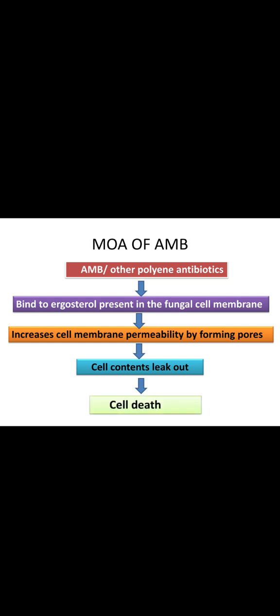Okay, coming to amphotericin B in detail, which is a drug obtained from Streptomyces nodosus. The mechanism of action of amphotericin B is that it inhibits the fungal cell membrane synthesis. It binds to ergosterol on the fungal cell membrane and increases the cell membrane permeability by forming aqueous pores. The contents of the cell will leak out of this channel and cause cell death.